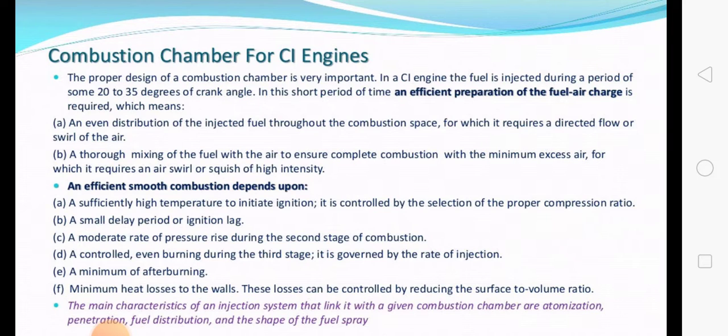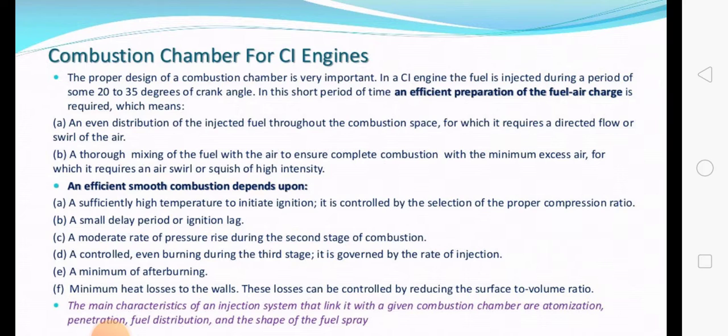A sufficiently high temperature to initiate ignition is controlled by the selection of a proper compression ratio. If we select a proper compression ratio, we get a high temperature to ignite the fuel. Next, a moderate rate of pressure rise during the second stage of combustion, and a minimum of afterburning. If there is minimum afterburning, it shows that there is efficient, smooth combustion. Then a controlled, even burning during the third stage, which is governed by the rate of injection.